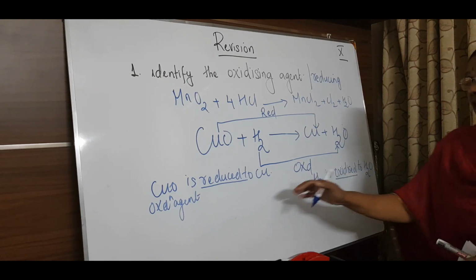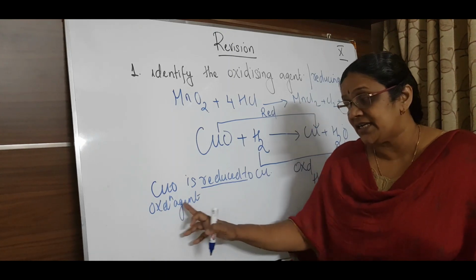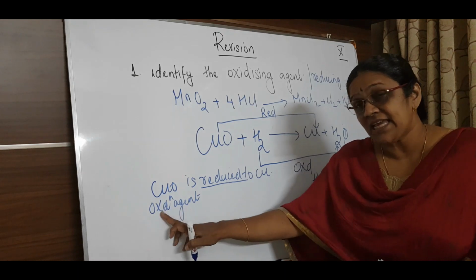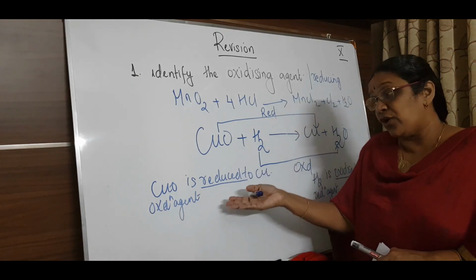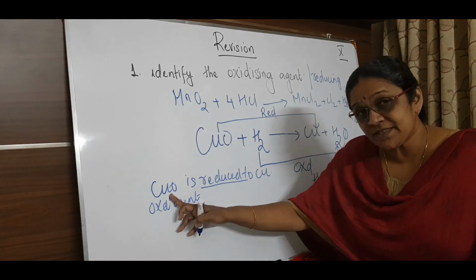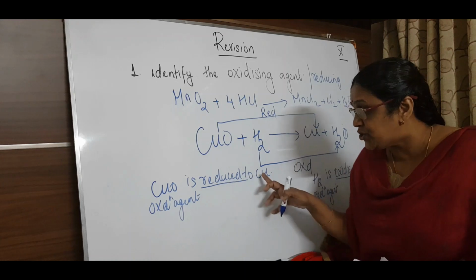Opposite to this. Reduced means its opposite is oxidation, but it is the oxidizing agent. What does this mean? Oxidizing agent means it helps in oxidation of the other element. This helps because it is having oxygen, so it is ready to give this oxygen to the other element.